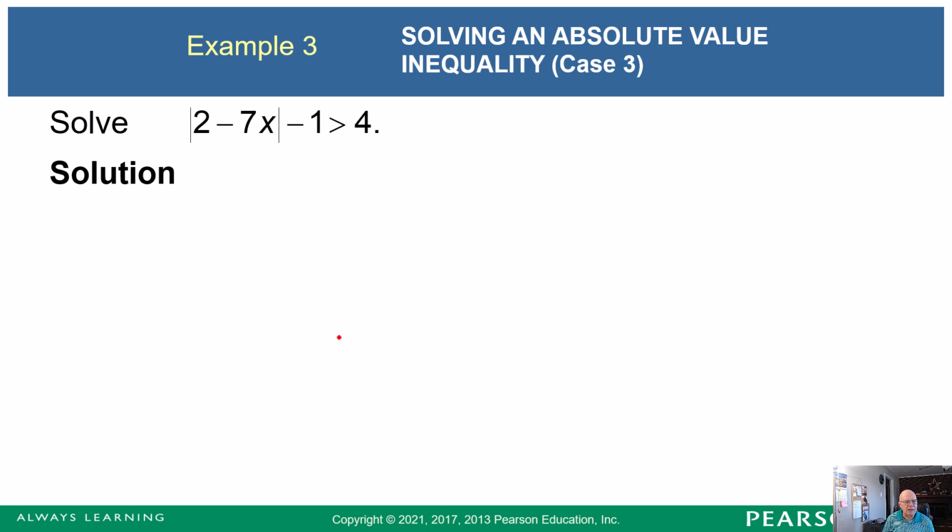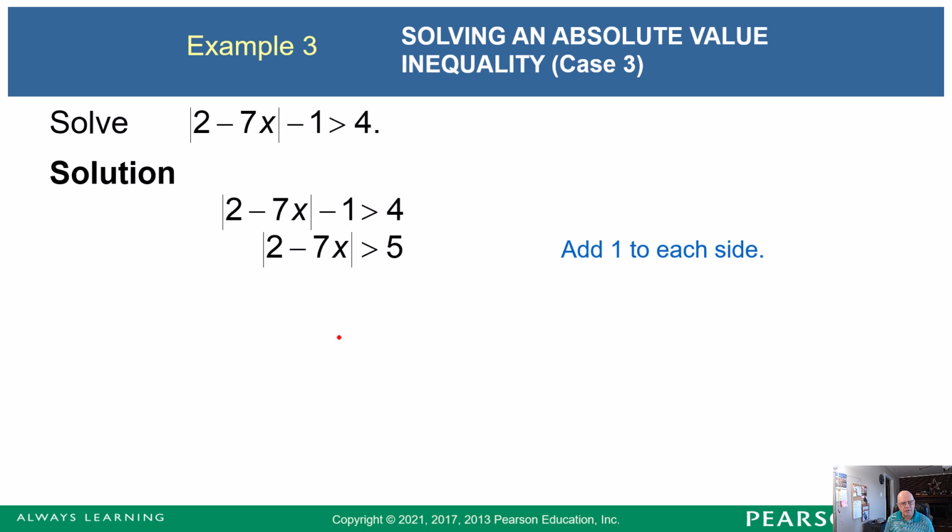So let's take a look at this one. What do you think you're going to do? You want to hit the pause button and give it a shot? I dare you. So make sure you write it down correctly. What are you going to do? Well, you want the absolute value by itself, so you're going to have to add 1. There you go. And now it looks like the other one.